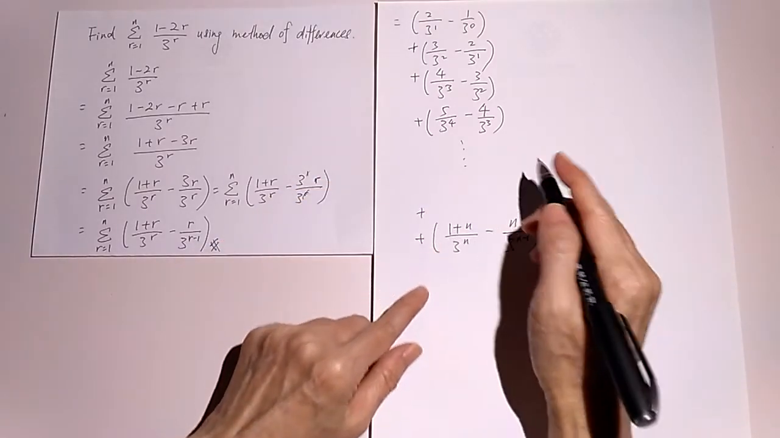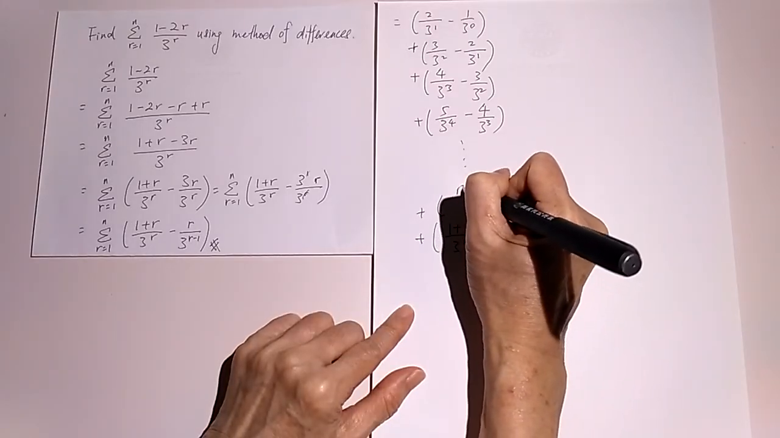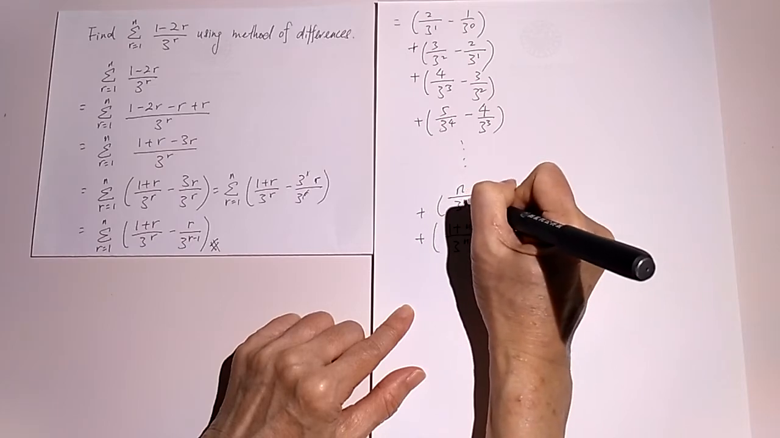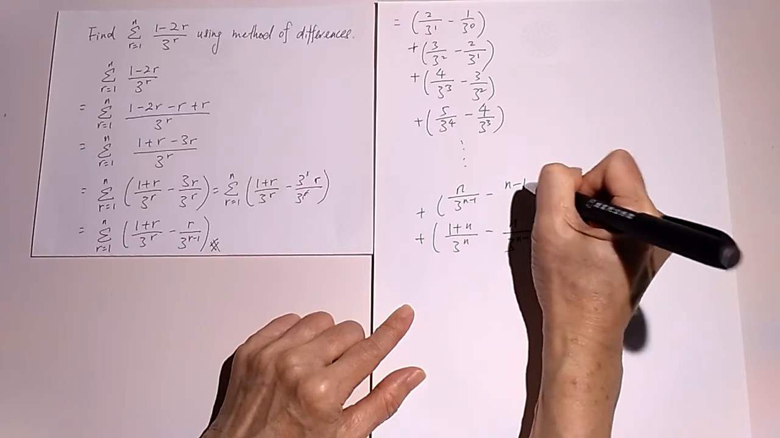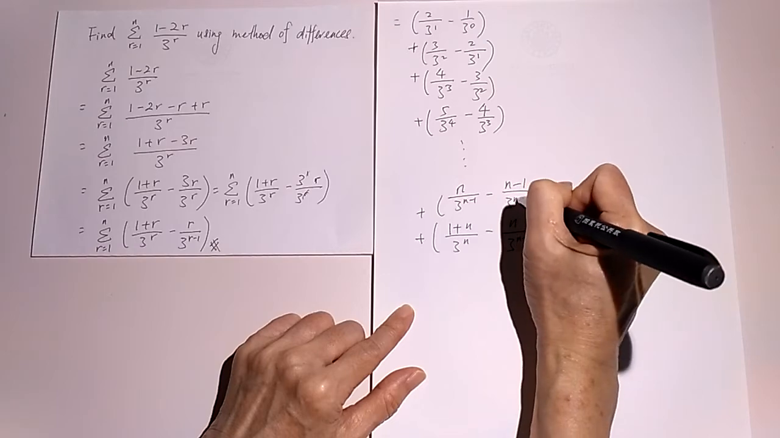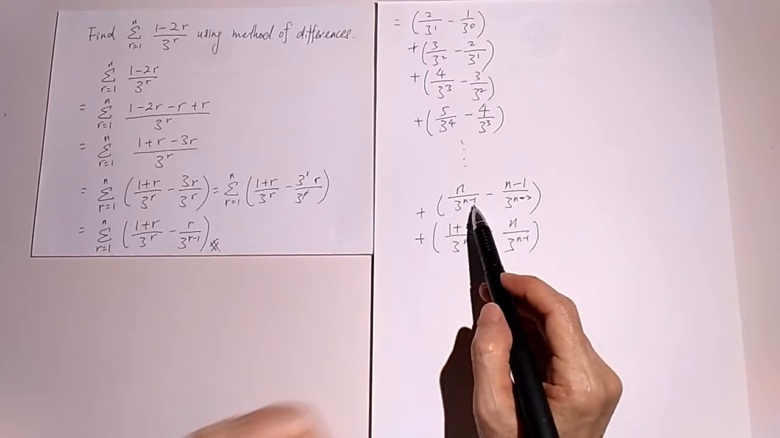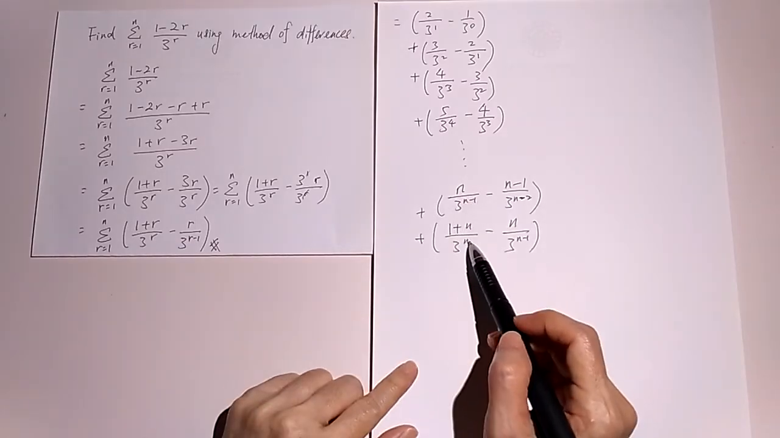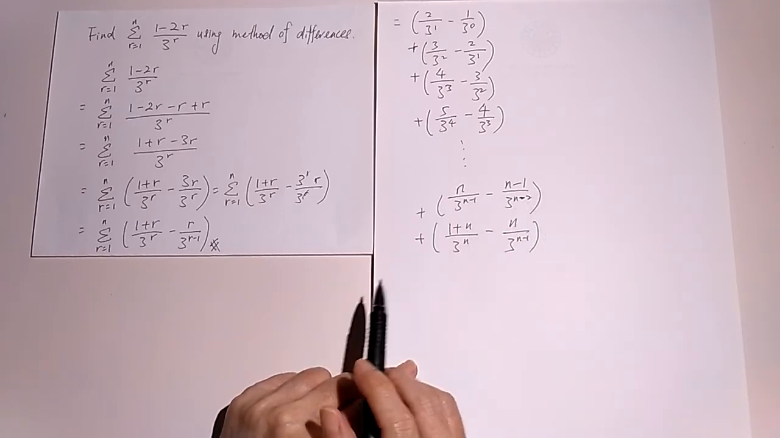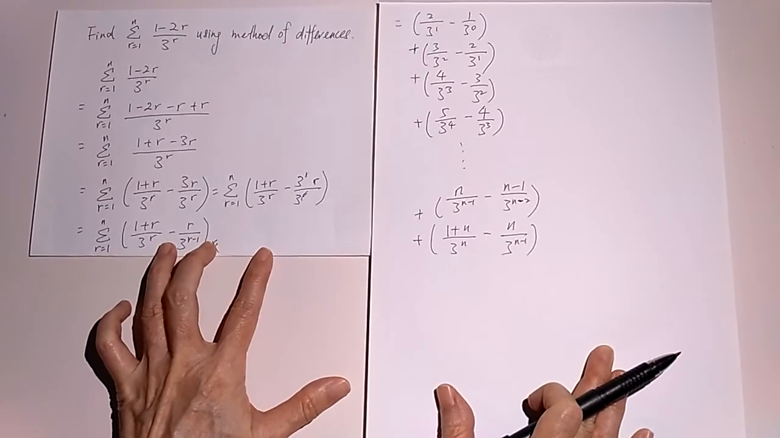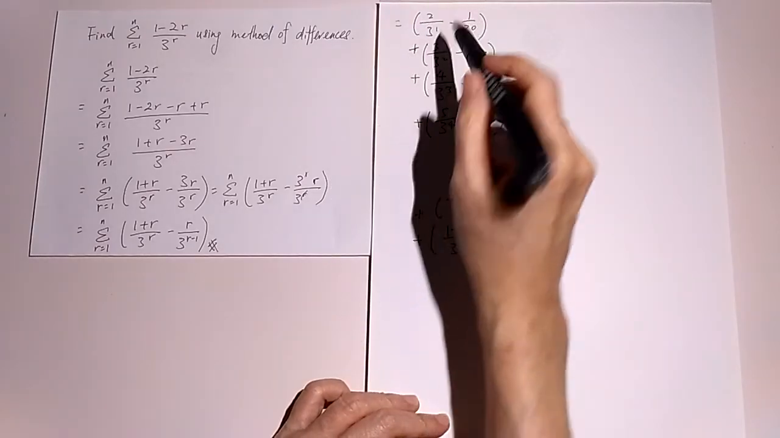The term before this, we can do backwards. The term before this would be (1 plus n minus 1) over 3 to the power n minus 1, minus (n minus 1) over 3 to the power n minus 2. The term before this will be just one number different: this is n minus 1, the term before will be n minus 2. If you look at this pattern, you can see that if we remove the bracket, this is plus, this is minus, you can cancel.